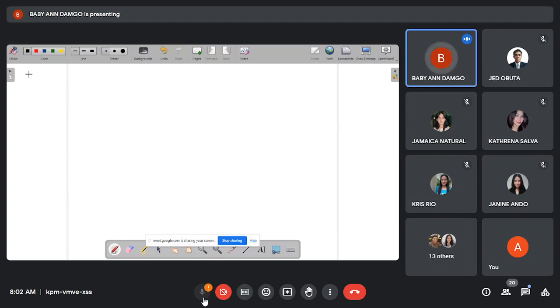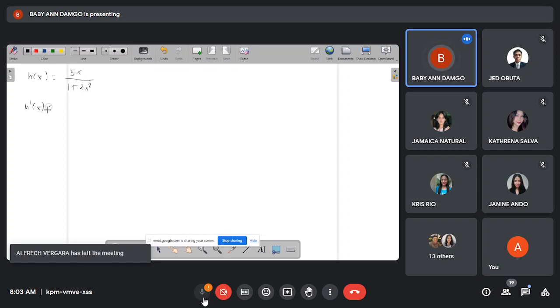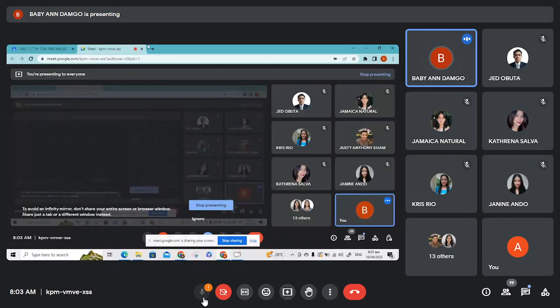So if you have h of x which is equal to 5x all over 1 plus 2x squared. Okay? So, find the derivative. So, I will give you 5 minutes to solve this. So, time check, it's 8:03. Balik ta at 8:08.